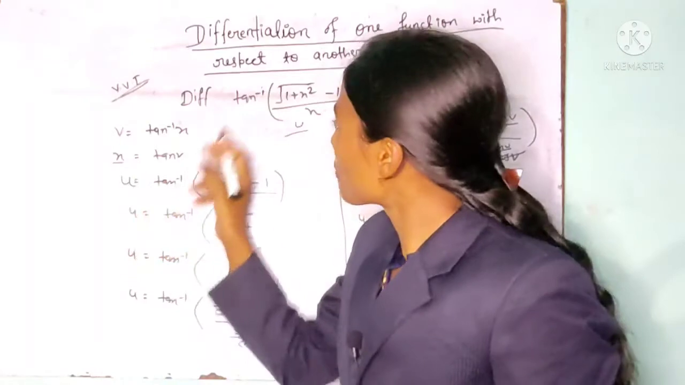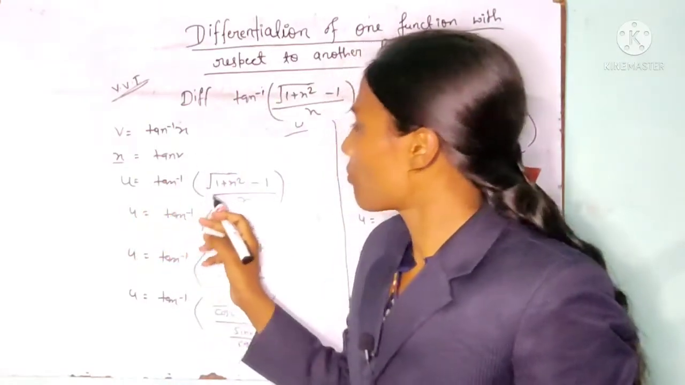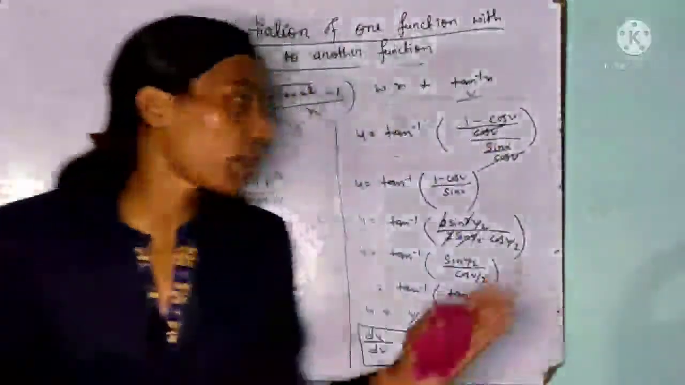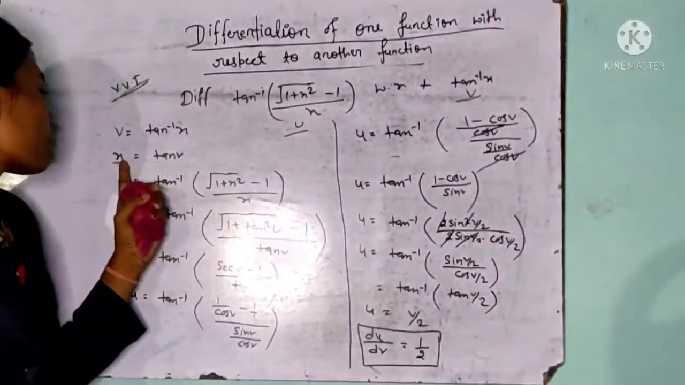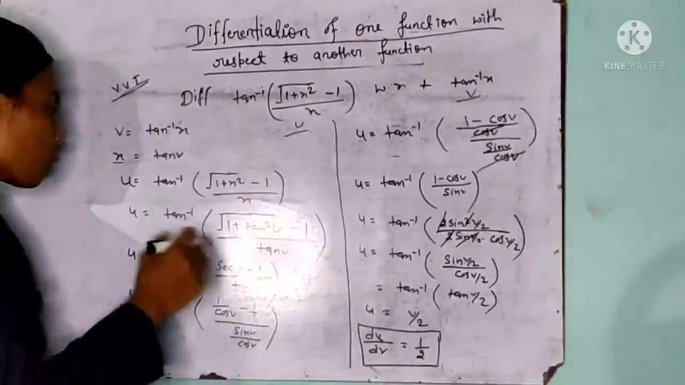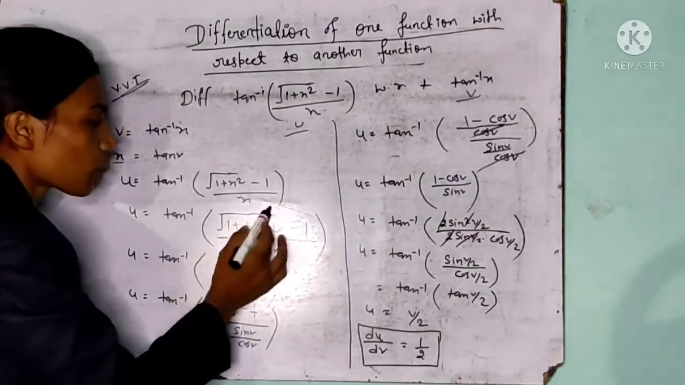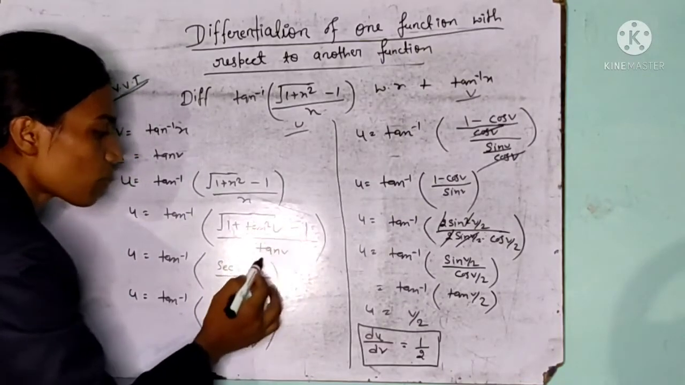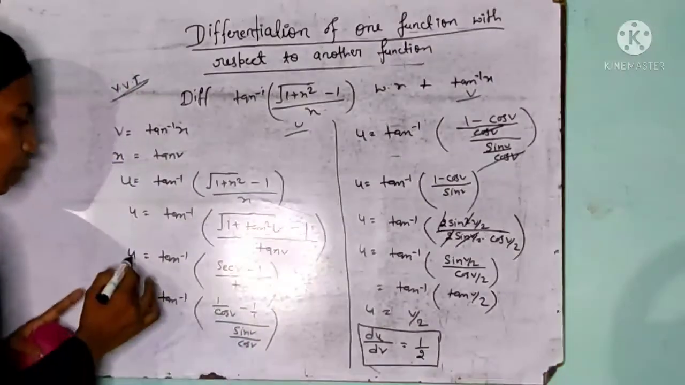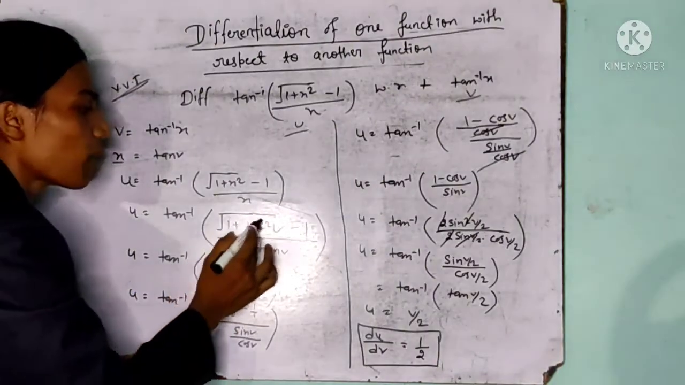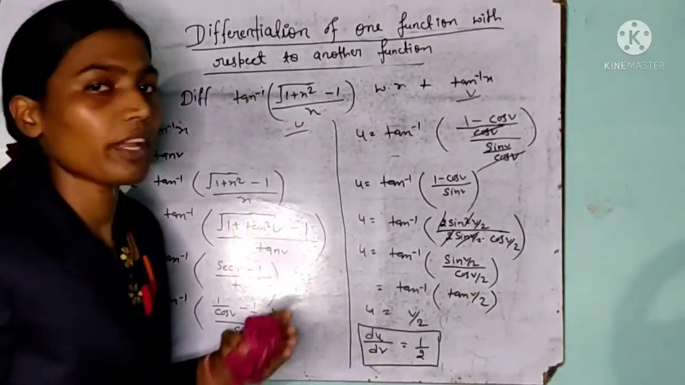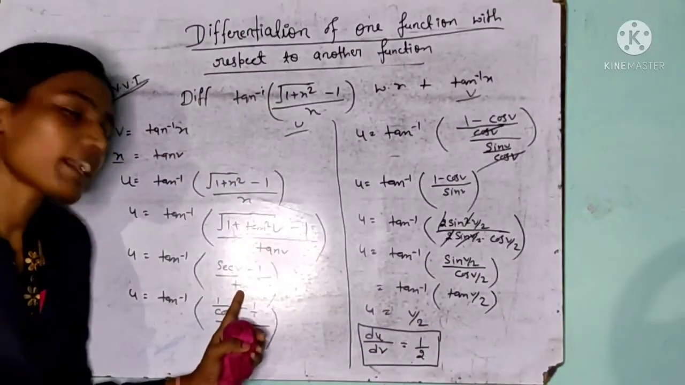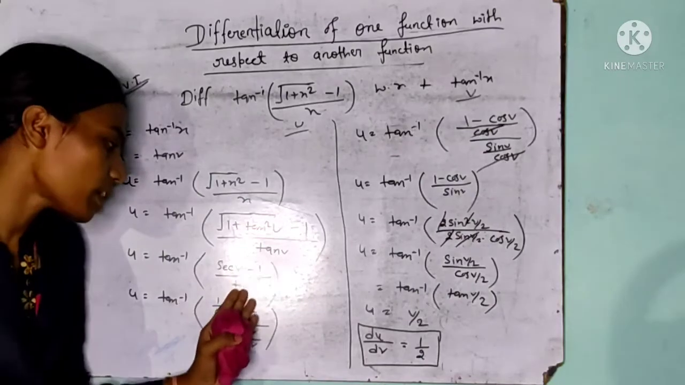Now u is equal to, our function is tan inverse of root of 1 plus x square minus 1 upon x. What will we do? Substitute x is equal to tan v. So now see, u is equal to tan inverse of root of 1 plus tan square v, minus 1, divided by tan v. Now 1 plus tan square theta is equal to sec square theta, so we get sec theta minus 1 divided by tan theta, like sec v minus 1 divided by tan v.